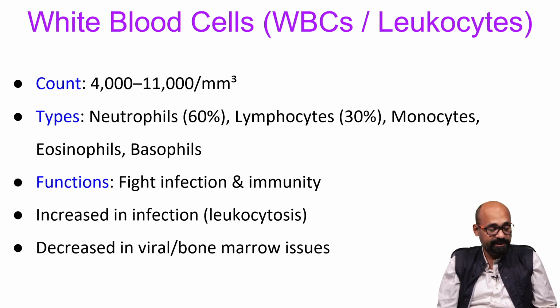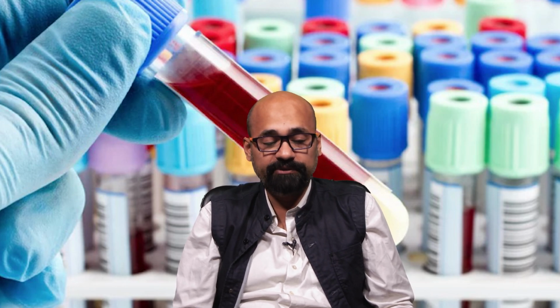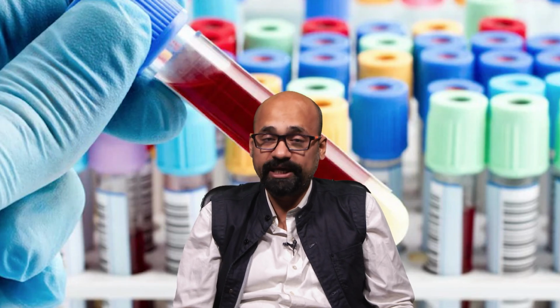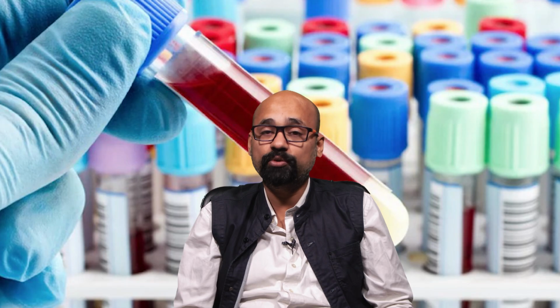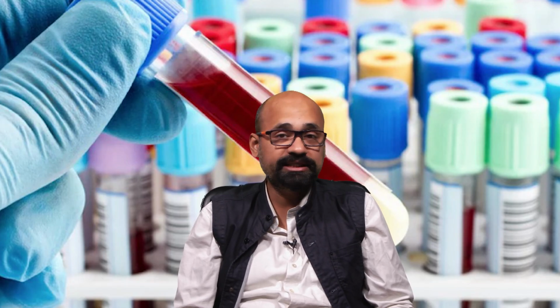What are the white blood cells? These are the WBCs or the leukocytes. Count is usually 4000 to 11,000 per mm cube. There are different types of white blood cells: granulocytes, agranulocytes, and if we do not go by the classification, just name the cells, then we have neutrophil, lymphocyte, monocyte, eosinophil, basophil. This is the same sequence if you arrange them in descending order.